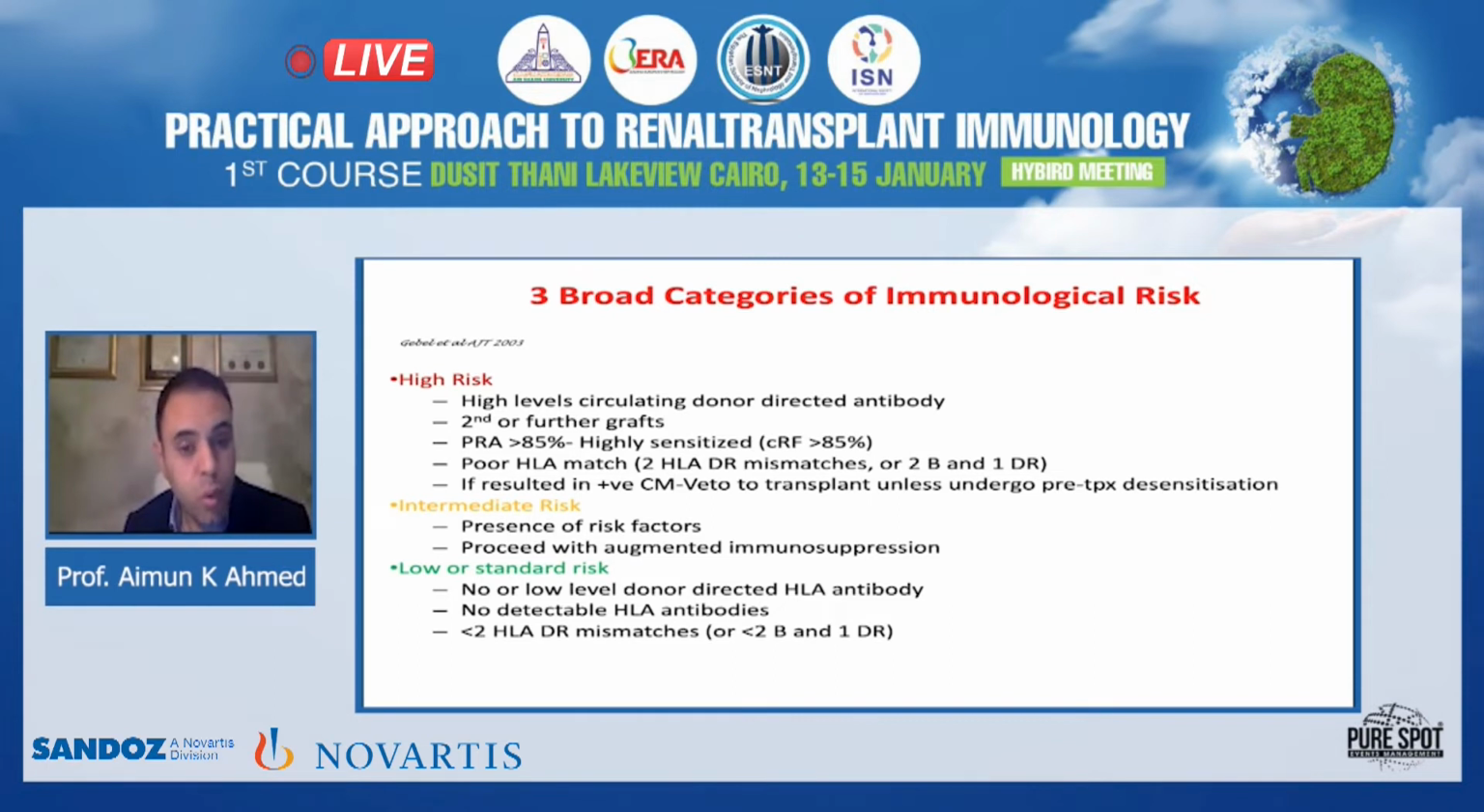The low risk category is no or low levels of donor-directed HLA antibodies, either not detected or at very low levels. And we said that if there is none, it doesn't mean no risk. When the DR mismatch is less than 2, that is classified as low. There is an intermediate category in between, where a high induction and augmented immunosuppressive protocol is used, compared to the low immunosuppressive regime in the low or standard risk category.